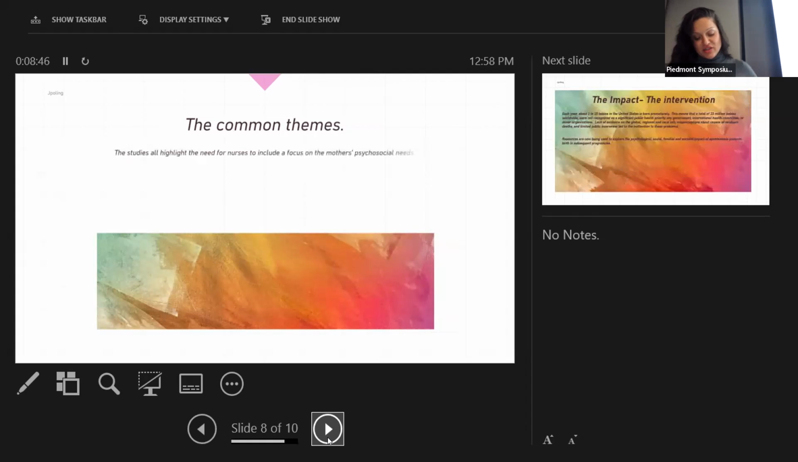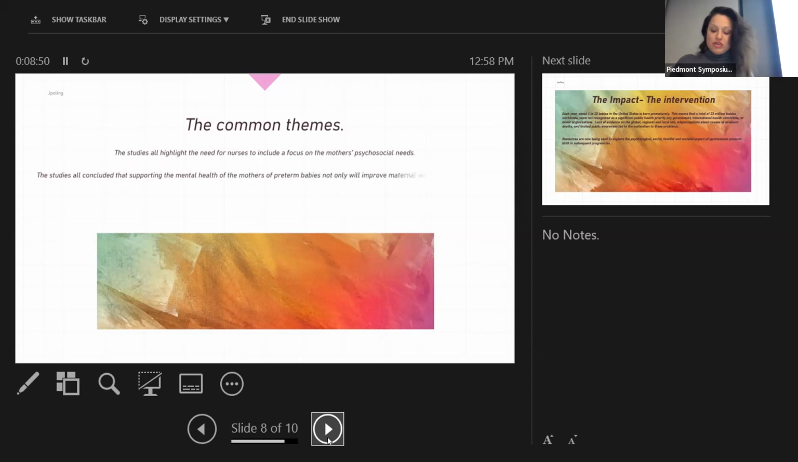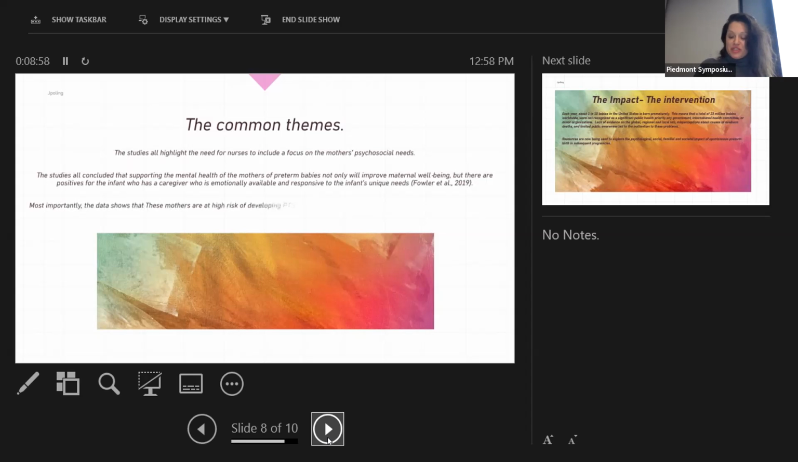These were the common themes that I saw in all the studies. They highlight the need for nurses to focus more on psychosocial needs, meaning psycho and social. The studies all concluded that supporting the mental health of mothers of preterm babies not only will improve maternal well-being, but there will be a positive impact on the infant who has a caregiver who's now emotionally available and responsive to what the infant needs.